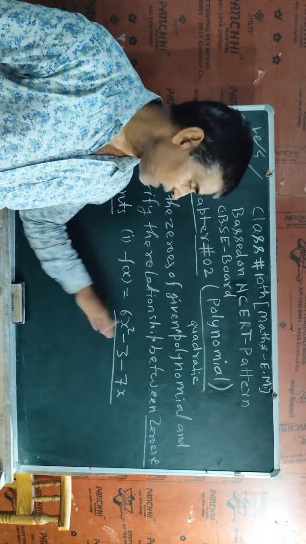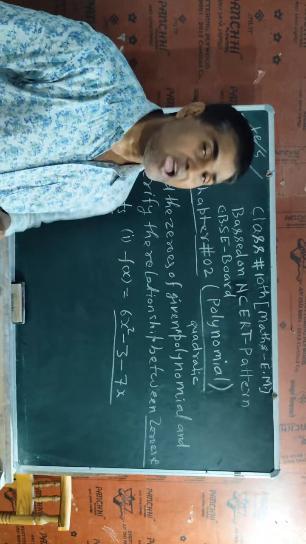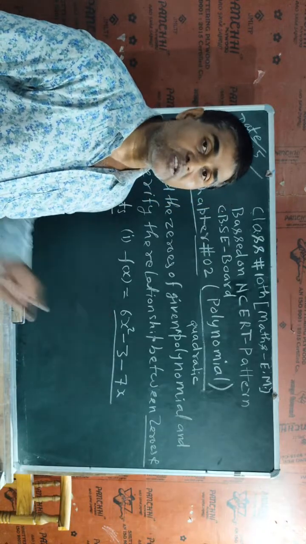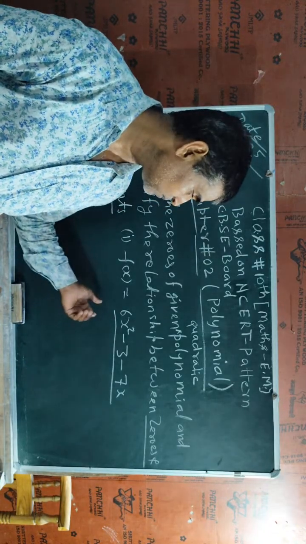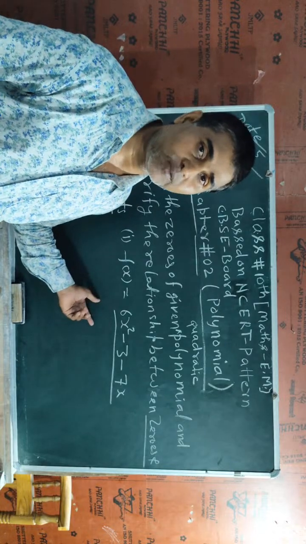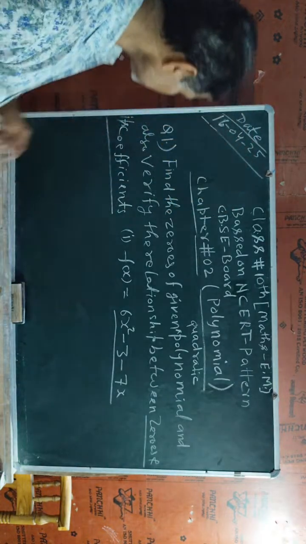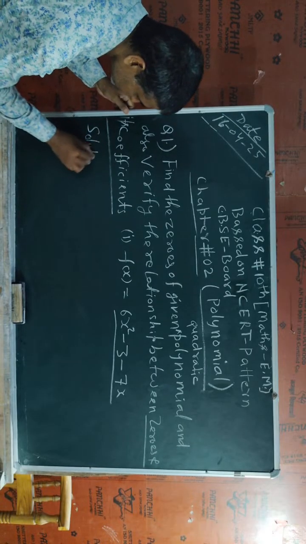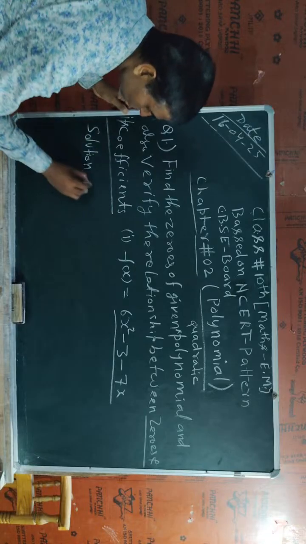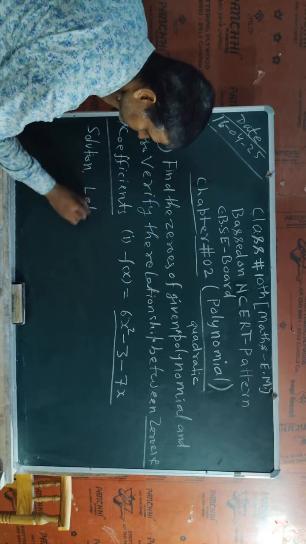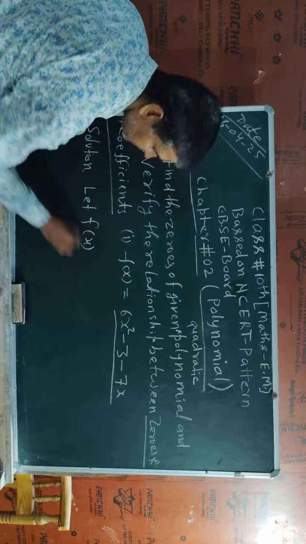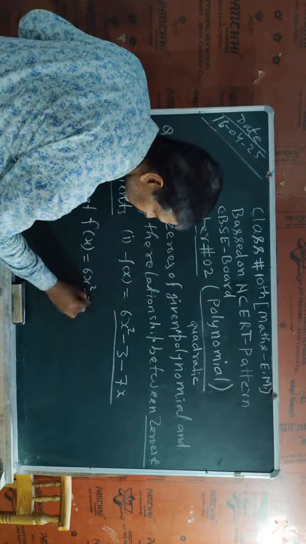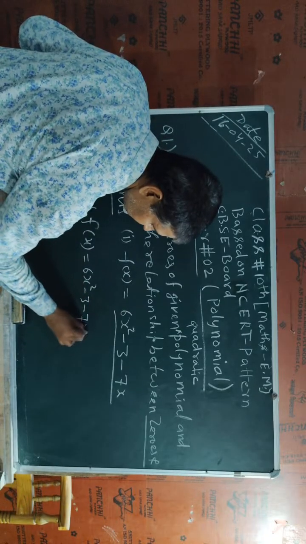So one by one I will solve it, and after solving, I will explain in detail how we get the sum of the zeros and how we get the product of the zeros of the given quadratic polynomial. Okay, student. So now I am going to solve here. First of all, in the first step you have to write your solution, and after writing the solution, you say let f of x is equal to 6x square minus 3 minus 7x is given.